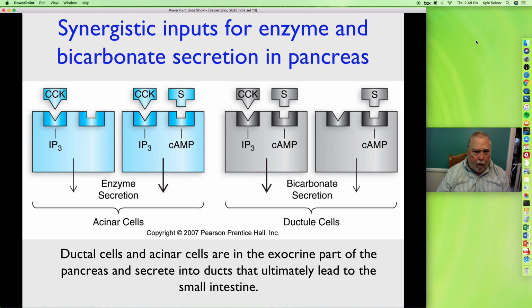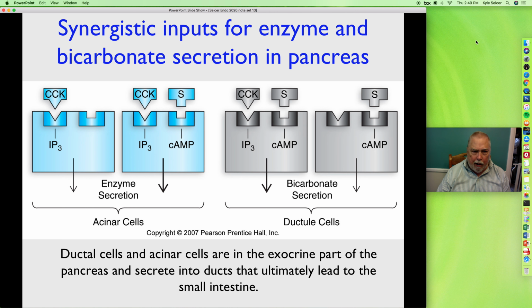But if you add cholecystokinin on its receptor and secretin on its receptor at the same time, you see the arrow is much bigger and you get a lot more enzyme secretion. Similarly for bicarbonate, if you put secretin alone, it binds to its receptor. Cyclic AMP will increase bicarbonate secretion, and you'll start to neutralize that acid in the small intestine. But if cholecystokinin and secretin work together, you get a lot more bicarbonate.